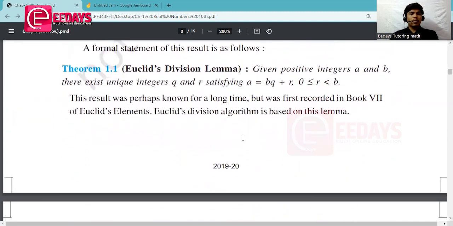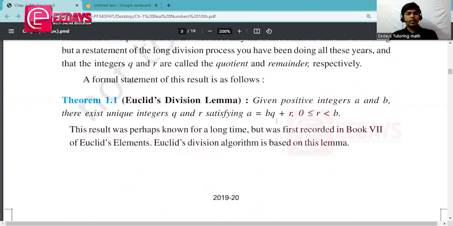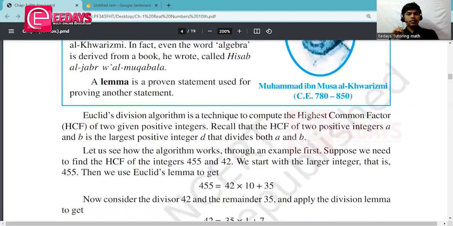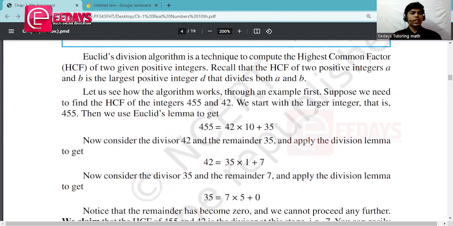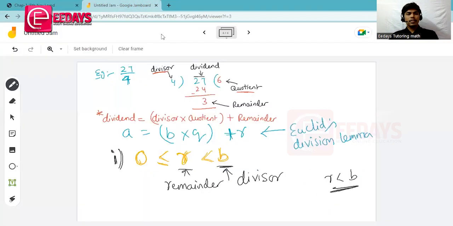Now theorem 1.1, Euclid division lemma: for positive integers a and b there exist unique integers q and r satisfying a is equal to bq plus r, which we need to prove by the theorem. The condition is 0 less than or equal to r less than b. These things we already learned, and Euclid's elements and the Euclid division algorithm are in the next upcoming chapter, where we'll learn them. Now, by using the Euclid division lemma, we can find the HCF. How can we find the HCF? Observe carefully here.